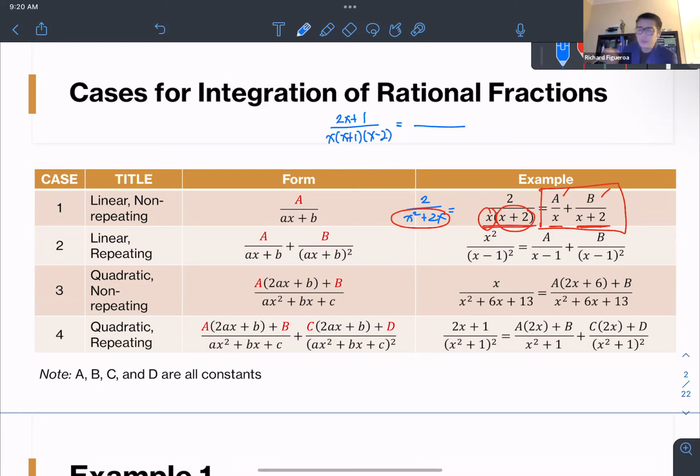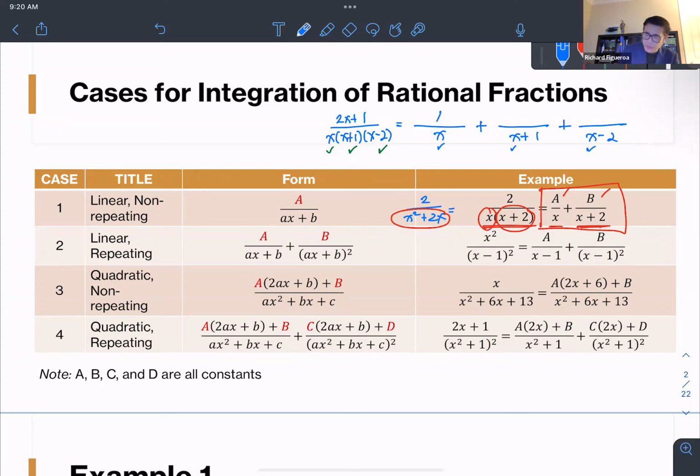So for this particular case, there are three factors, right? The first factor is x, the second factor is x plus 1, and the third factor is x minus 2. So those are the three factors, and all of them are linear. I said this is x raised to 1, x raised to 1, x raised to 1. All of those are linear.